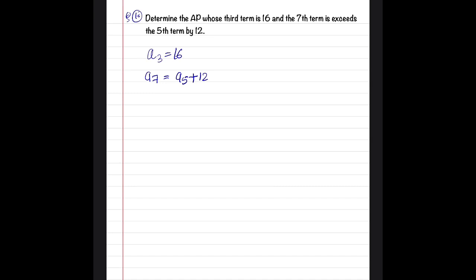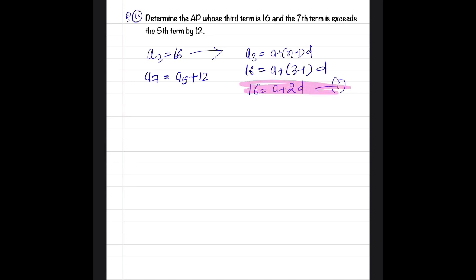So, students, I will take down the first one. You rewrite the given A3 is equal to a plus n minus 1 into d, that is 16 is equal to a plus, so n is 3, 3 minus 1 into d, 16 is equal to a plus 2d. So, this is equation number 1. Okay. Now, you have to solve this equation.